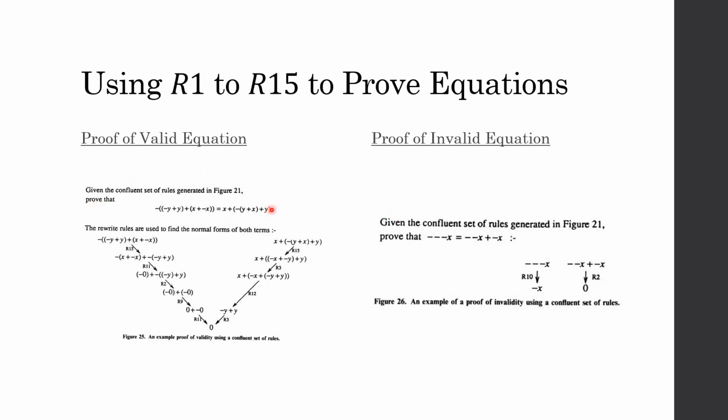For an invalid proof, this equals to this. You use all the rewrite rules like R10 and R2 over here. Eventually you get the normal forms to be different, and this shows an example of a proof of an invalid equation using the confluence set of rules.